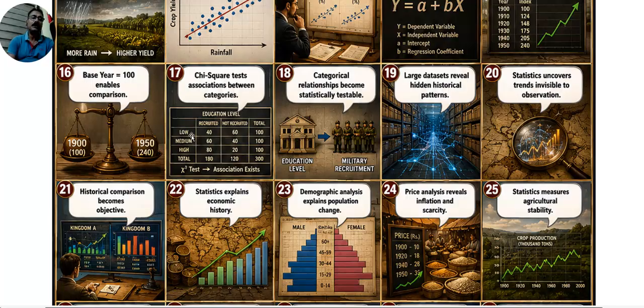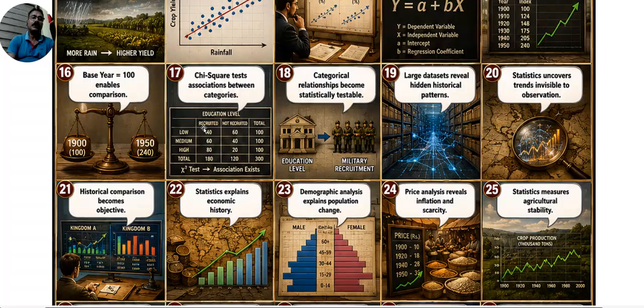Low means, suppose, up to class 8, less than 8. Medium means more than 8 and up to 12. High means more than 12, whether a master degree or whatever it may be. So we have to classify into such categories: low level of education, medium level of education, high level of education. But here we cannot put any kind of year, like 5 years of education, 6 years, 7 years of education.